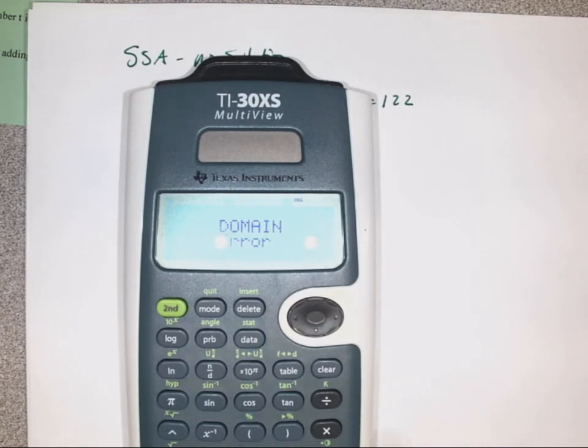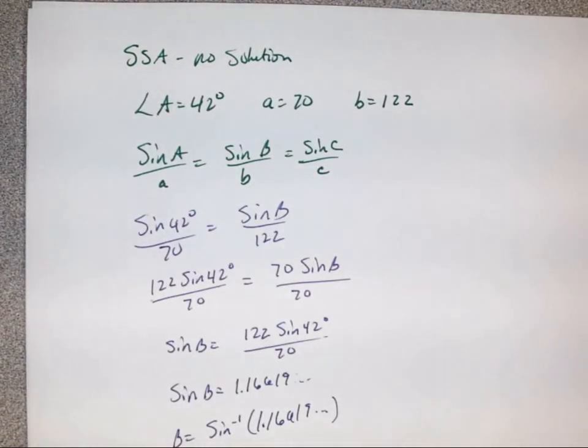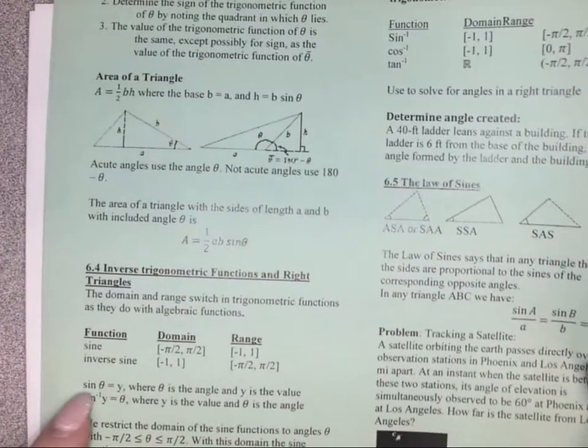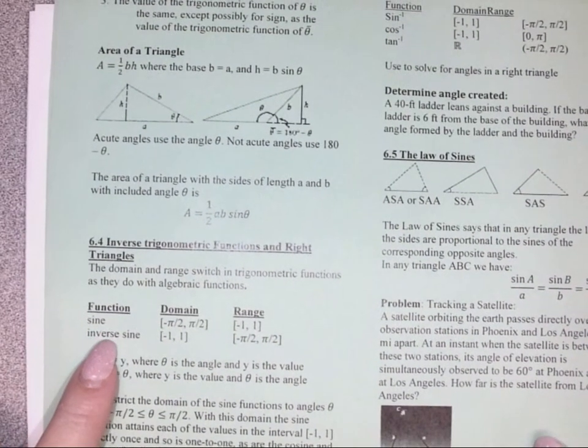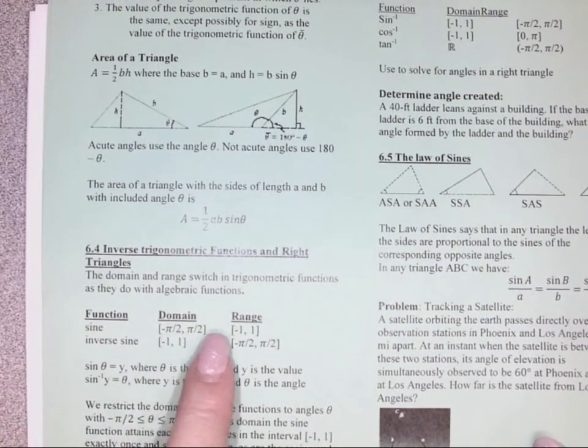So what is our problem there? If you recall, let's go back and look. The domain for our sine is, do we have that on here? We have it right here. So for our sine, here is our domain and here is our range.